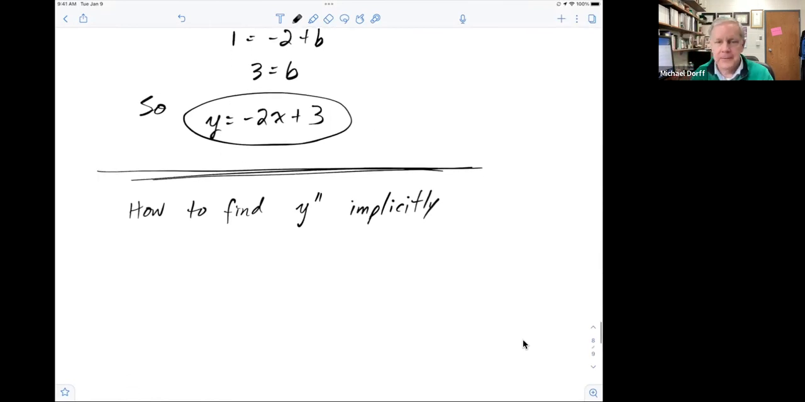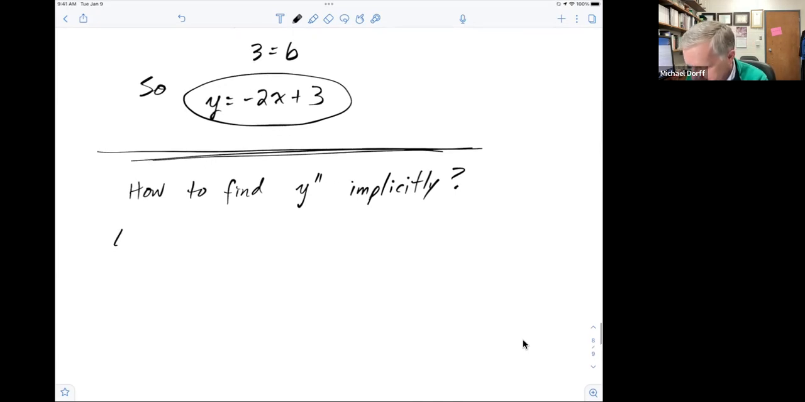Okay, we found the first derivative, dy/dx, that's the same as y prime. How do we find the second derivative? How do you find y double prime implicitly? How do you find the second derivative implicitly? Let's look at an example.